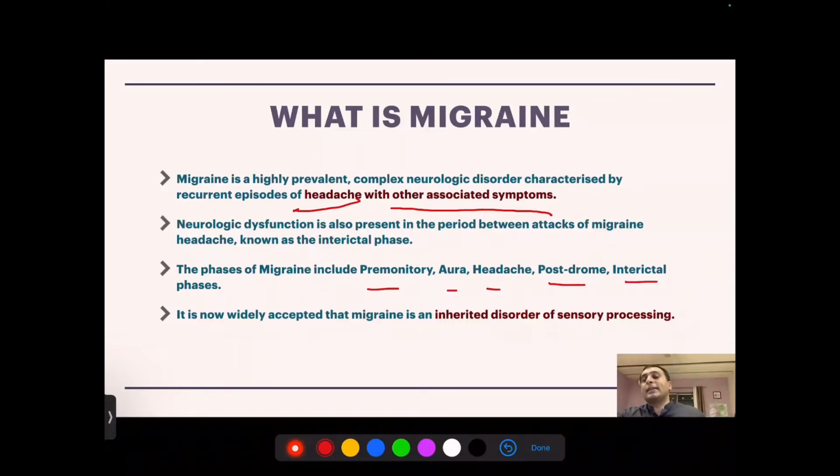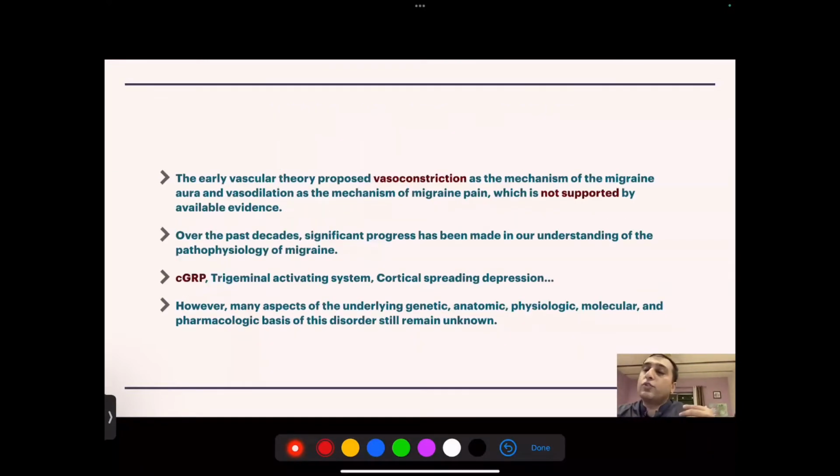Now it is widely accepted that migraine is a disorder of sensory processing, and it is widely regarded that it is inherited, and it involves many genes, some of which are being discovered, some of which will be discovered a little bit later. But basically, the sensory processing is at fault here. It used to be that people thought it is due to the vasoconstriction and vasodilation of blood vessels in the brain that caused migraine. But that theory is not supported now by the available evidence.